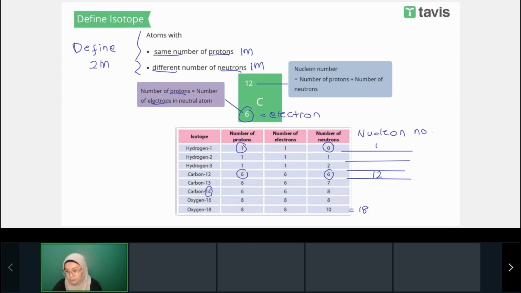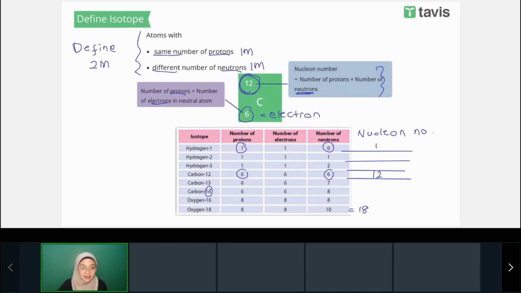How do we get the neutron number? Is it given in the periodic table? In the periodic table, you will be given the nucleon number. From this, you can find the neutron number using this formula. We have another exercise after this.